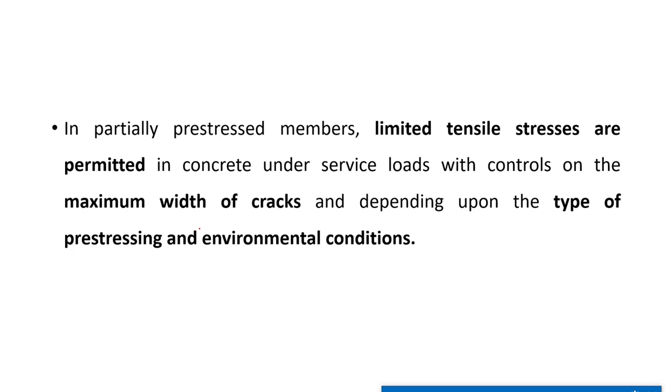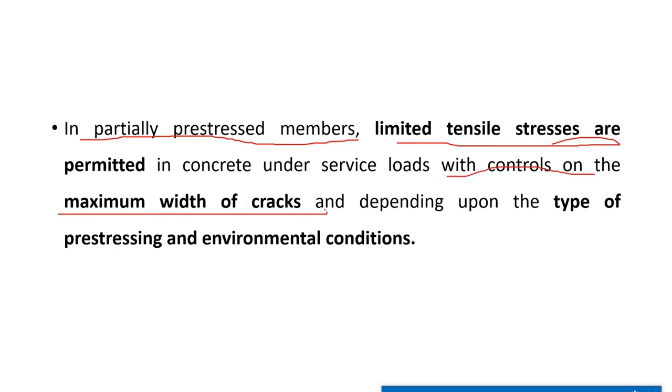And in the third type, which is called the partially prestressed members or the type 3 structures, limited tensile stresses are allowed, and also with controls on the maximum width of the crack. So the crack width will be limited and there will be cracks. So tensile stress is allowed such that there will be some small amount of cracks and the crack width will be within the limit. And this is based on the type of prestressing and the environmental condition.